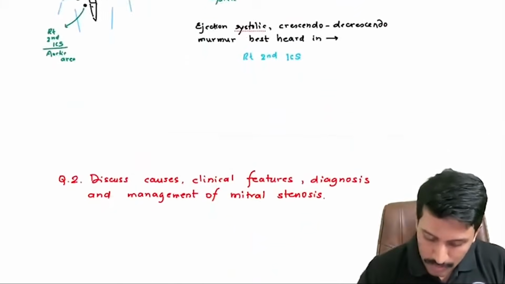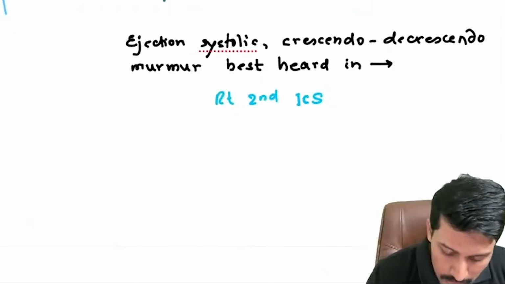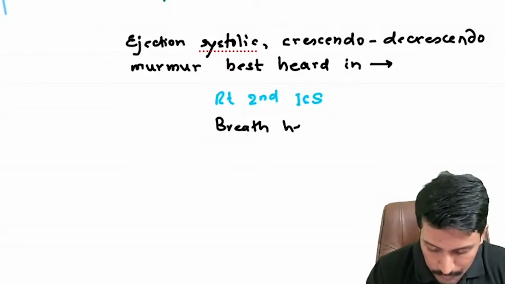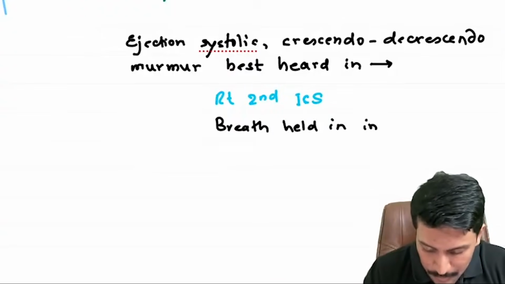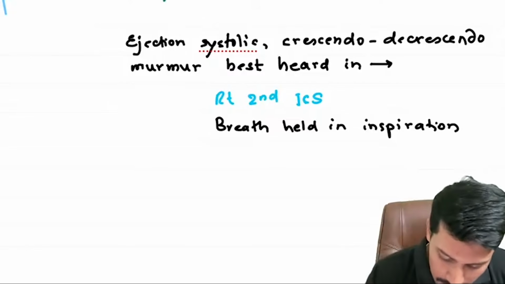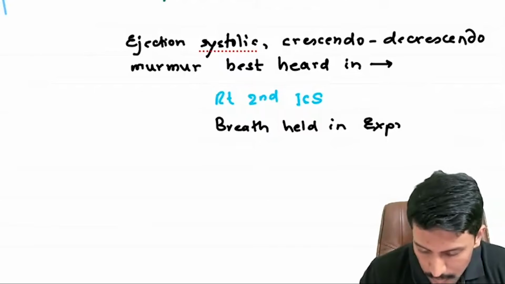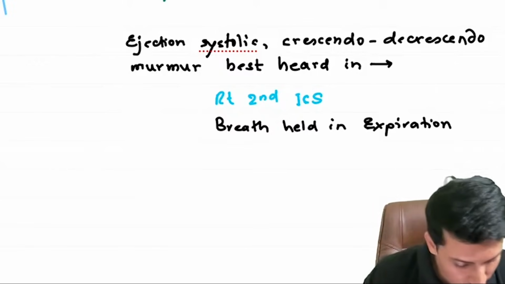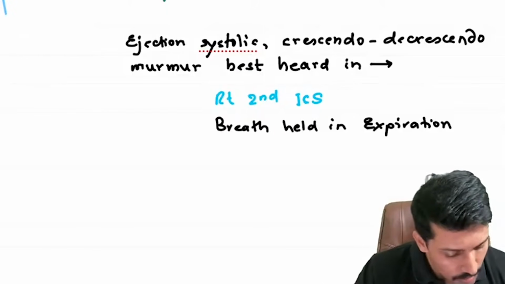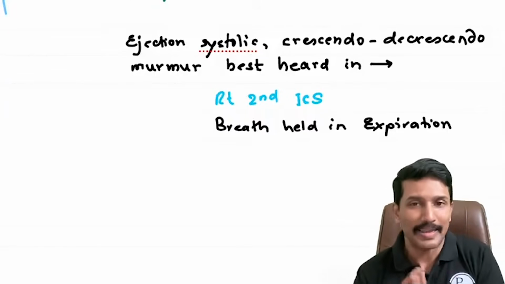So here we should write, because it is a left-sided heart pathology, we will be writing best heard in right second intercostal space with patient's breath held in inspiration. Sorry, breath held in expiration. Breath held in expiration. Okay. But I will talk about the pulsus paradoxus later. Okay, breath held in expiration.